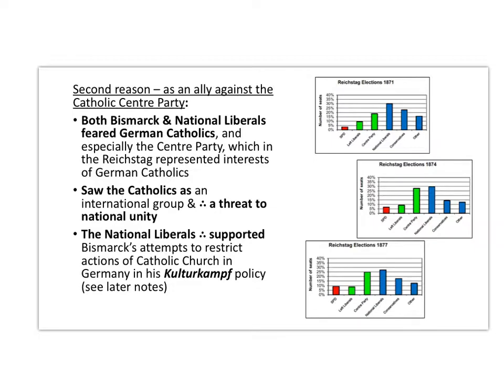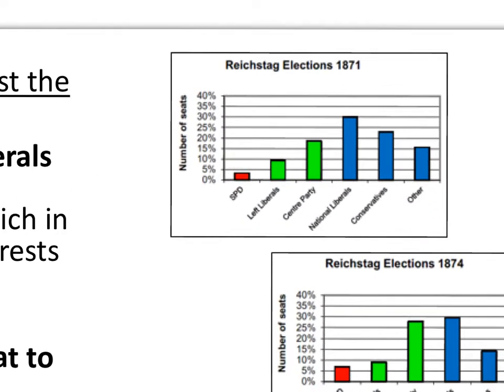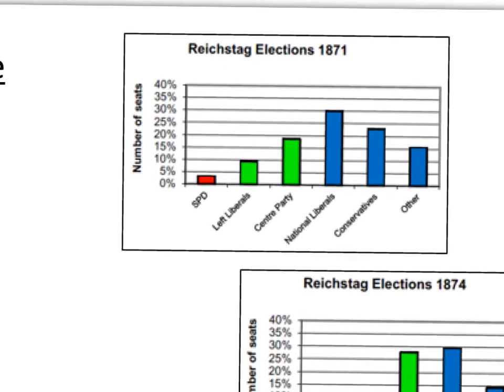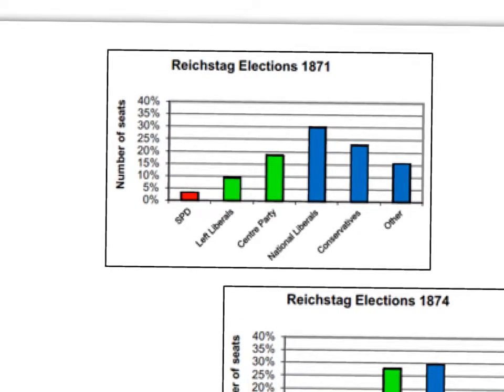And then the second reason goes back to that sort of picture of, you've got to imagine Bismarck has to walk into the Reichstag and present a proposal. I want a law passed on something. And he's got to look at who the members of the Reichstag are. And Bismarck needed the support of the National Liberals there.